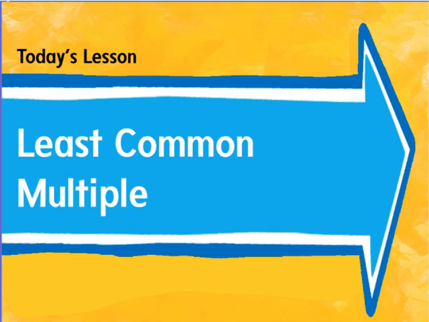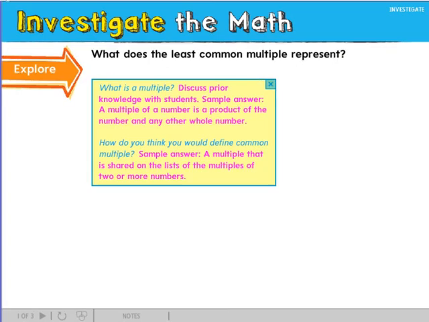So we're going to look at least common multiples, and like I said, you guys will see how greatest common factor and least common multiples have some things in common. So first of all, what is a multiple?